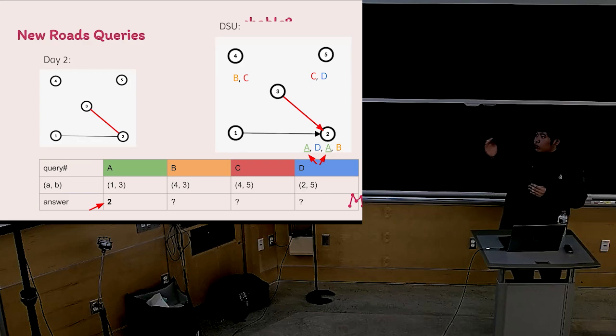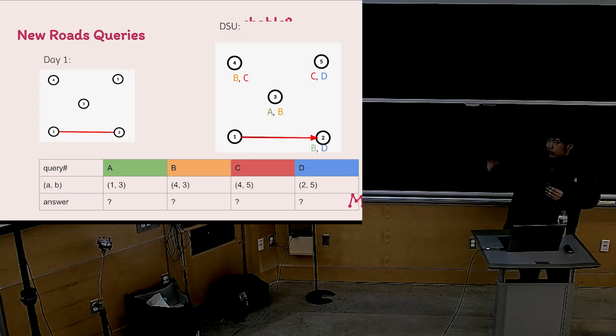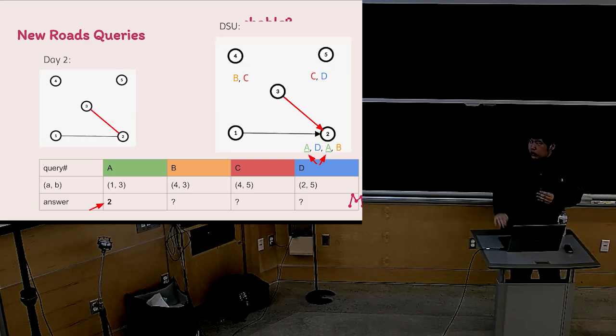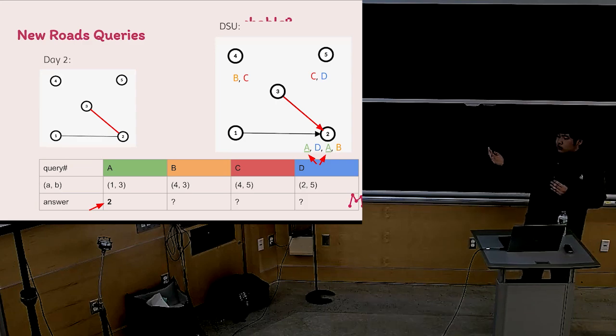Now we can see that on day 2, when we add an edge from 3 to 2, or in our DSU, we direct the edge from 3 to 2, and we merge the elements in node 3's list with node 2's list, we can see that the two half queries corresponding to query A are now in the same list with each other. And this is the first time when this happens, so we can find out. So this tells us that the answer for query number A is 2, corresponding to the fact that it's currently day 2. Does this make sense?